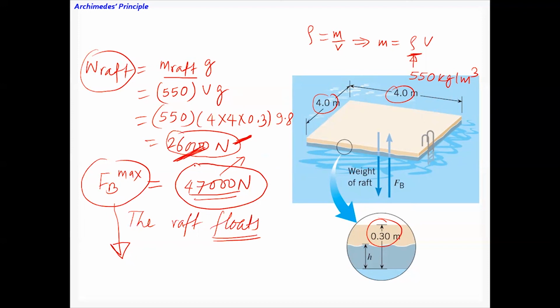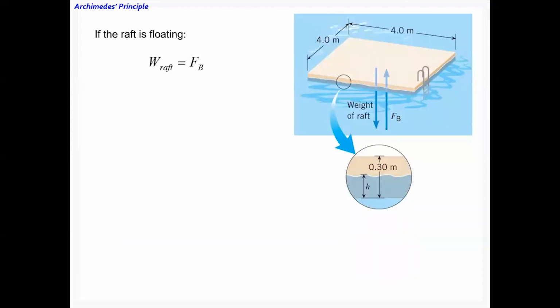Then how much height is submerged? Okay, let's figure that out. All right, so if the raft is floating, it means the weight of the raft is equal to the buoyant force, right? So that's the Archimedes principle. What is the weight of the raft? We know that already, 26,000 Newton. Then what is the buoyant force required for this amount of weight to hold? The buoyant force is the weight of the displaced water, okay?